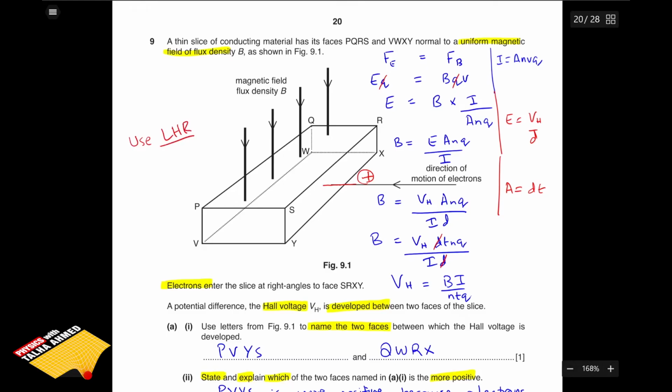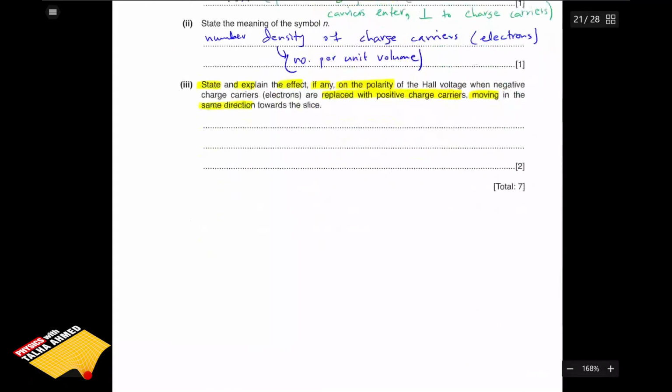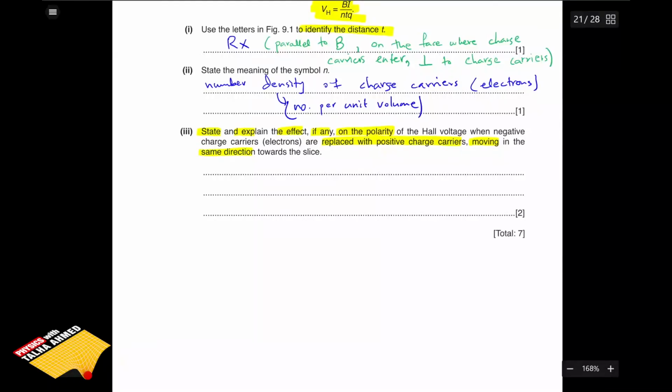Now remember, how did we come up with the polarity of those two faces in the first place? We used the left hand rule. So we're going to use this again, but this time it's quite simple because you don't have to reverse your answer. You just have positive particles entering from this side. And when you apply the left hand rule correctly, what you will get is your thumb pointing towards PSVY, which means that the positive particles are pushed to this side. So this side will become more positive and the other side will become more negative.